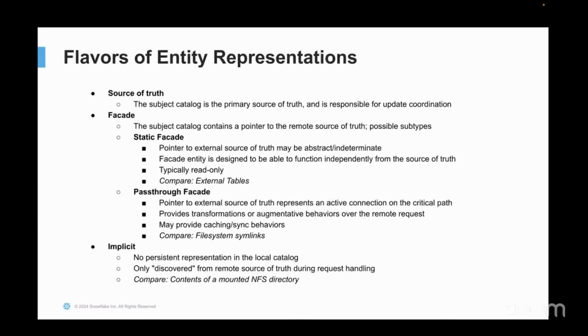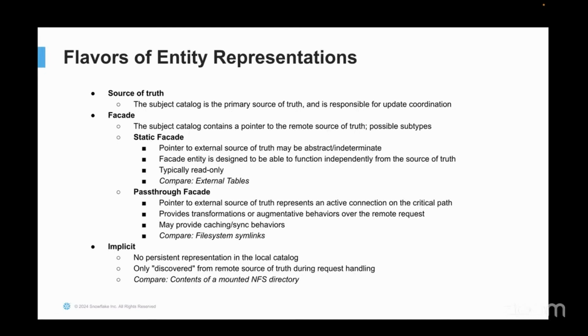Another thing we've seen is the need to introduce some terminology, some of which may or may not already be standard, but at least concepts we see popping up time and again. If we're talking about a catalog being the source of truth for something, that means the catalog we're talking about is just the primary source of truth. It's pretty straightforward. It holds the state of the world for that entity, and generally that also means it's responsible for coordinating updates, like coordinating transactions, commits, things like that.